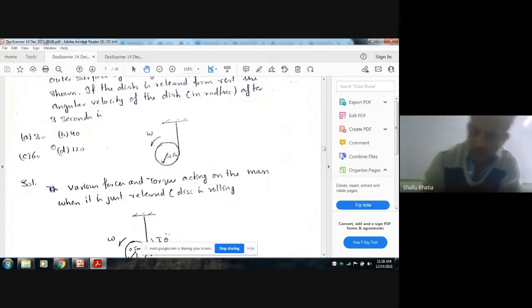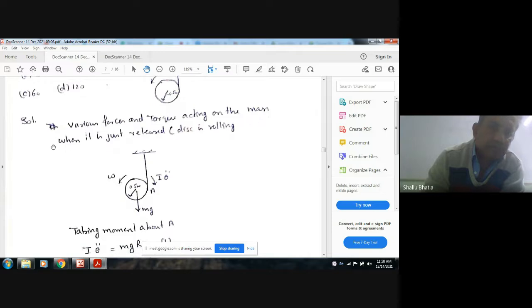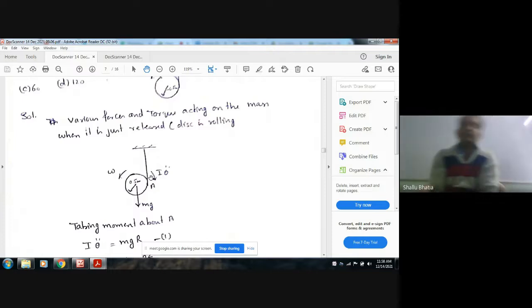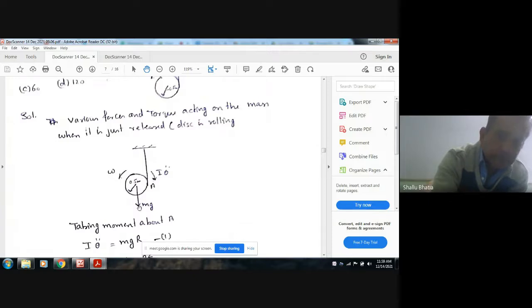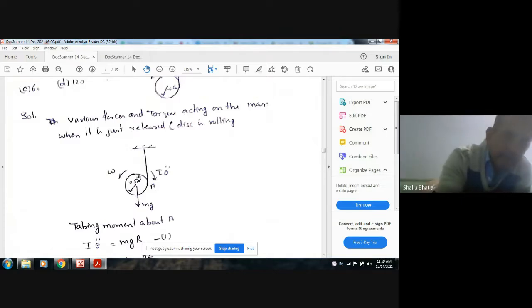After 3 seconds, the options are A 30, B 40, C 60, D 120. So the various forces and torque. When this disc is released, it will rotate like this, and the inertia torque will act in the opposite direction, and the weight of the disc, mg, will always be acting in the downward direction.